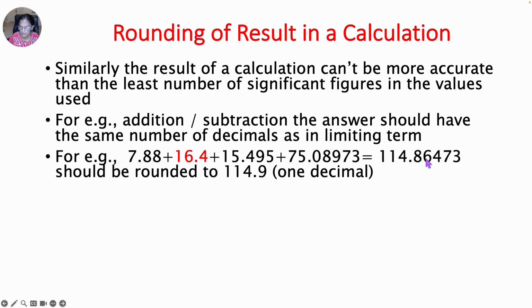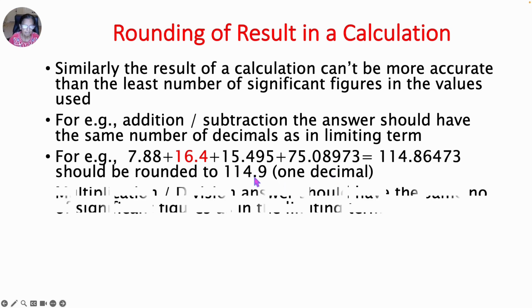114.86473. If you keep rounding from the right end, 3 is less than 5, so this remains 7, and this 7 is greater than 5, so this becomes 5. This is exactly 5 and the previous number is even, so it remains the same, and 6 is greater than 5, therefore this becomes 9. So the answer is 114.9.